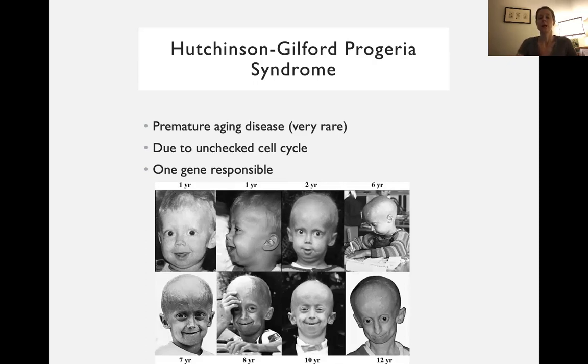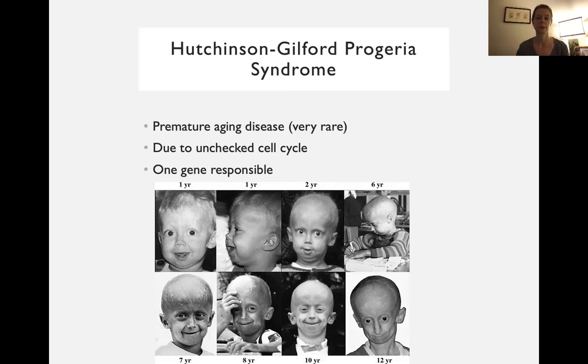So this unchecked cell cycle basically creates a whole lot of unchecked cell division. Cells are dividing really quickly, a lot faster than they should, rather than going into that resting state, G0, that I mentioned earlier, which a lot of cells go into. They just keep dividing over and over. So that actually causes premature aging and causes this progeria syndrome. But it is really rare. It's genetically inherited. It's a mutation in a gene.